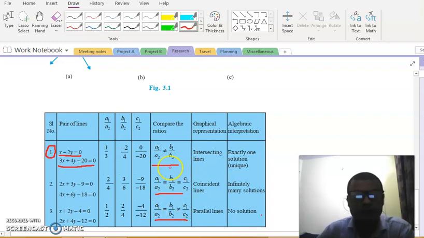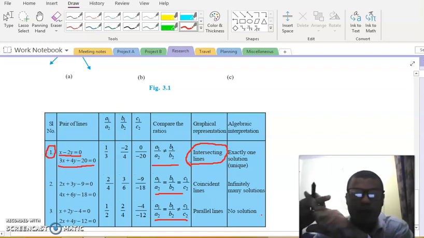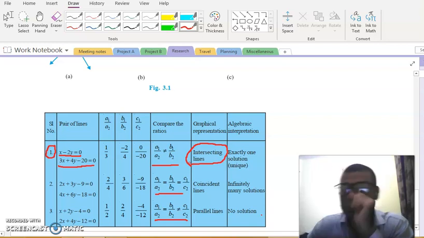When the a1 upon a2, I already told you what the a1 and the a2 are in my first lecture. If a1 upon a2 does not equal b1 upon b2, if this condition comes out, then you say the lines are intersecting. The lines are intersecting this way. They intersect at one point, and a unique solution exists. Unique means only one solution exists for this one.